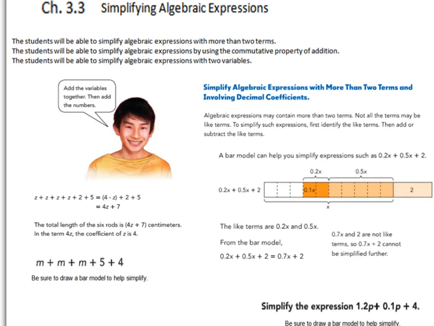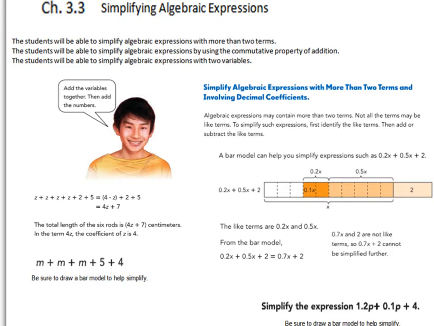Okay, so today we're going to do Chapter 3, Section 3, Simplifying Algebraic Expressions. By the time you're finished with the notes, you will be able to simplify algebraic expressions with more than two terms. Simplify algebraic expressions using the commutative property of addition, same as 2 plus 3 is equal to 3 plus 2. You change the order, you still get the same answer. And simplify algebraic expressions with two variables.